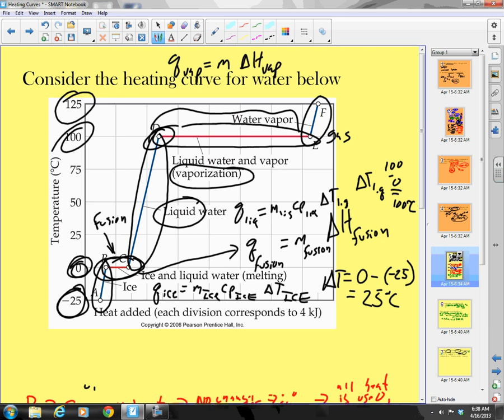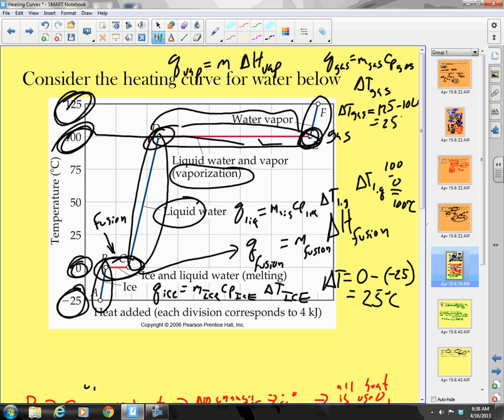And then finally, I have my gas area. And how do I get Q gas? Well, Q gas is equal to M gas, C sub P gas, delta T gas. And what's my delta T gas? Well, it starts at 100, goes to 125. So my delta T gas is equal to 125 minus 100, right? 25 degrees Celsius. Now remember, these delta T's are going to change every question.